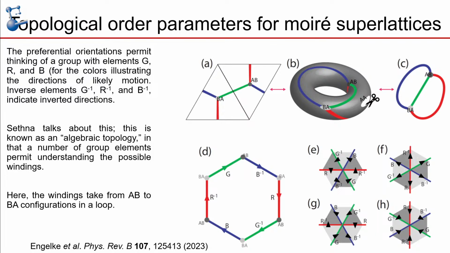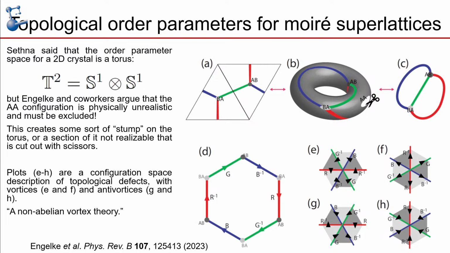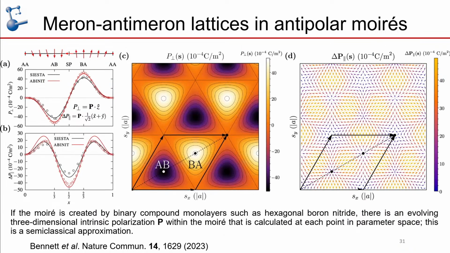And this thing here, basically projected back onto configuration space, gives rise to vortices or anti-vortices like this, okay? So kind of weird stuff. They even write down a non-abelian vortex theory and stuff like that. Okay, so I will not. It's actually a beautiful paper, but there is no time to go into every detail.